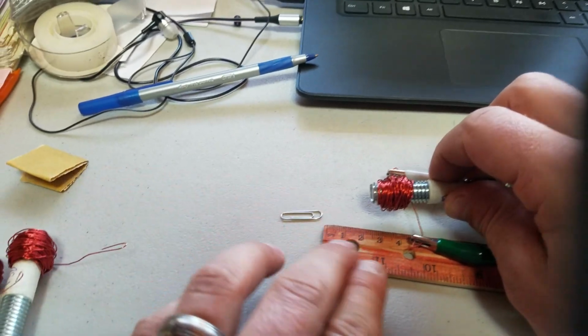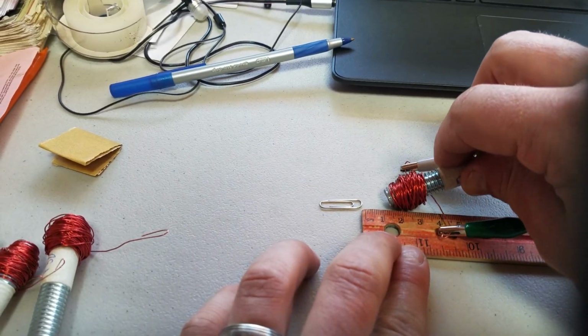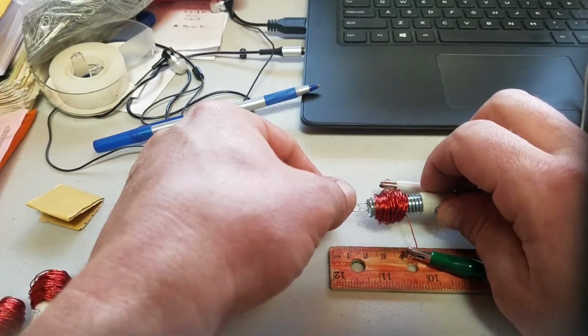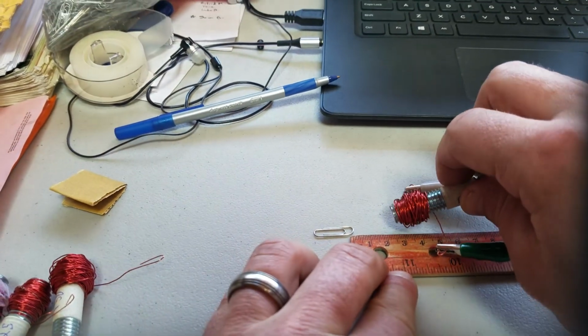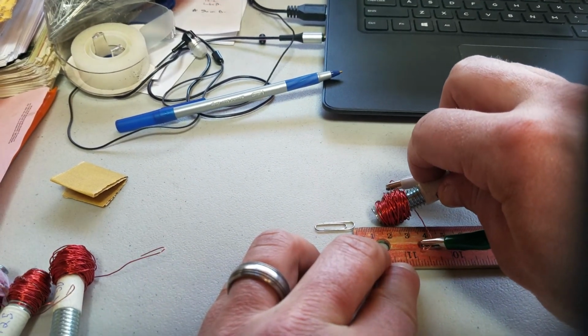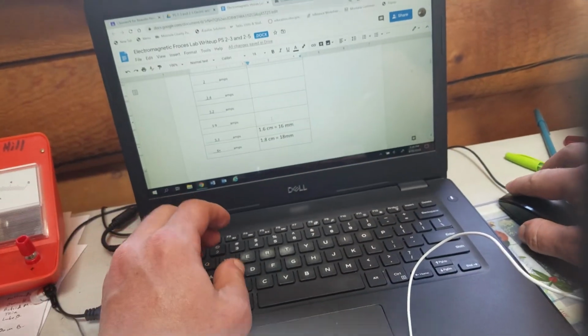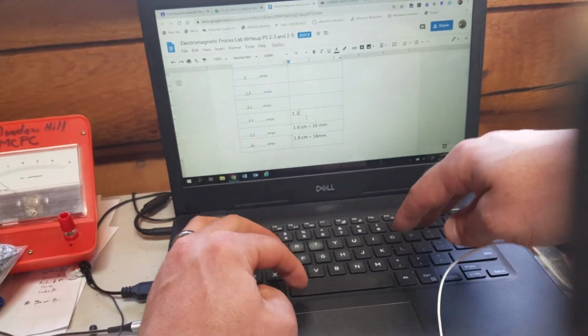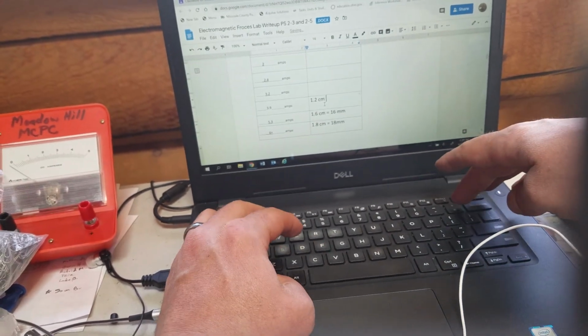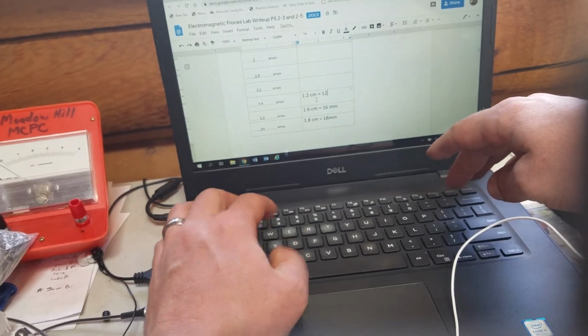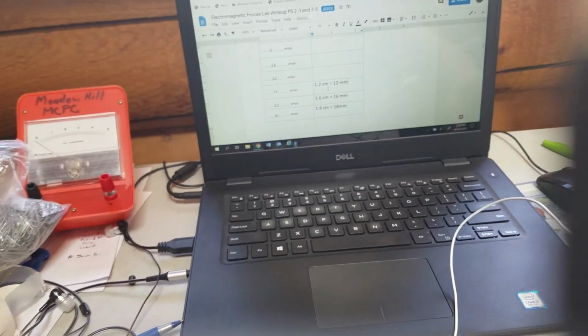Sorry if you can't see that. Doing my best here. 1.2. And about 1.2. So that's pretty consistent. Type it in. 1.2 centimeters, which equals 12 millimeters. We'll probably graph it in millimeters.